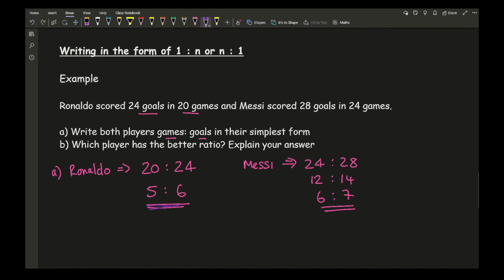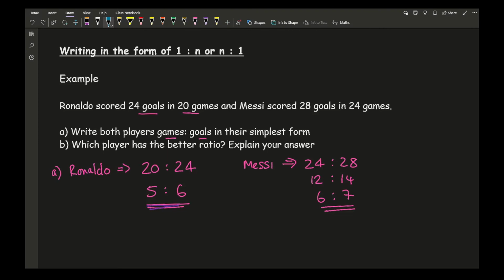One way to look at this is to try and have one common consistency. What makes this difficult to compare is that they're both playing different amounts of games. Obviously I could divide both numbers by 2, but you can see that when I simplify it, there is no common number to get as a common multiple. I could try and get the games the same, or the goals the same, and compare how many games they took to score that amount of goals, and whichever one's less is better.